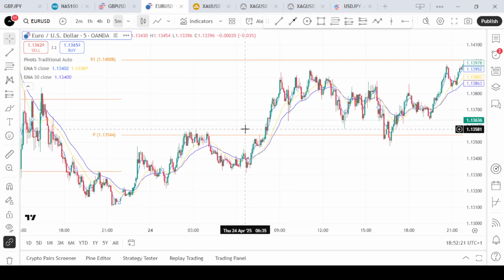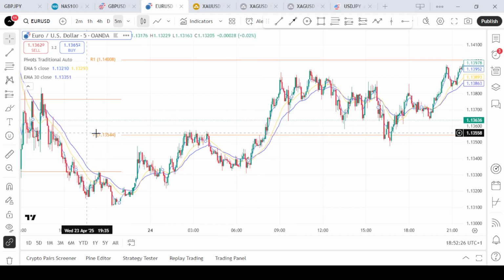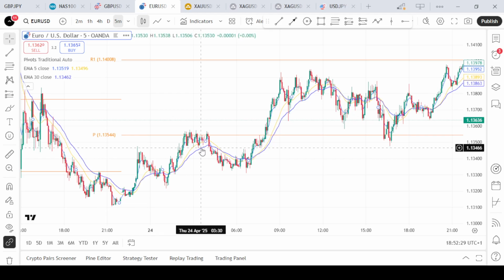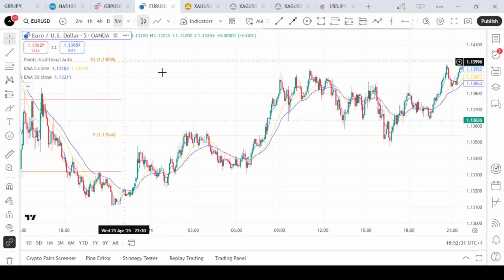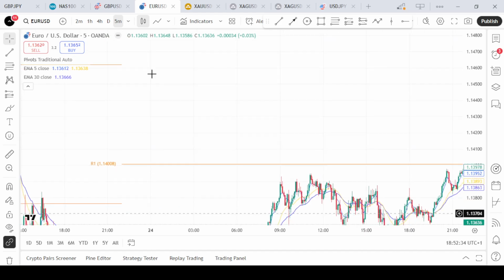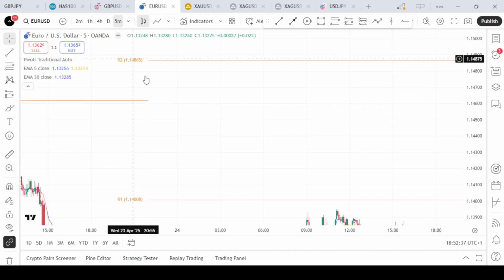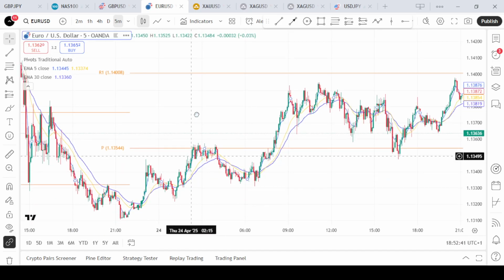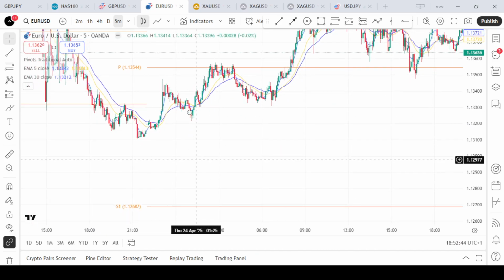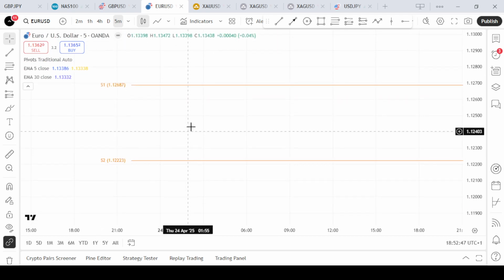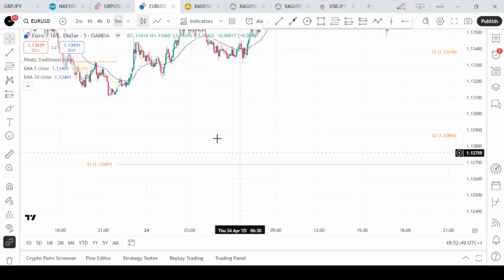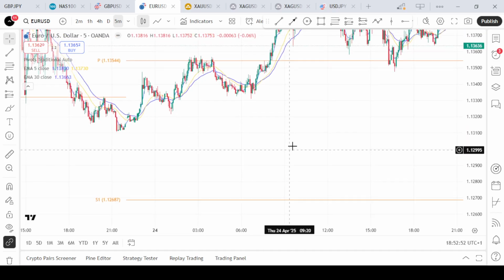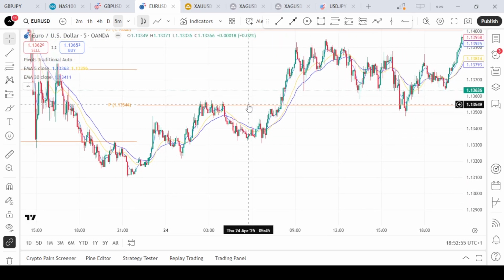The indicator generates 7 levels. The central pivot point, which is this P point on my chart, creates 2 resistance levels, which are the R1 and the R2. And it also creates 2 support levels, which are the S1, which is the support 1, and the S2, which is the support 2. These levels are plotted as horizontal lines on your chart, providing clear zones where price action is likely to react from.